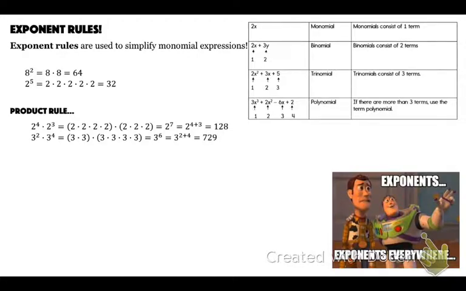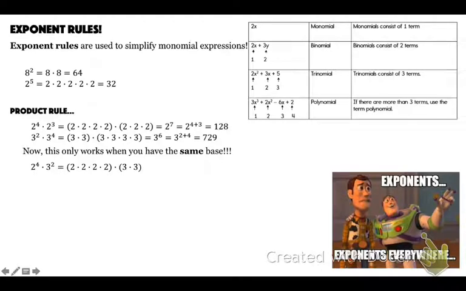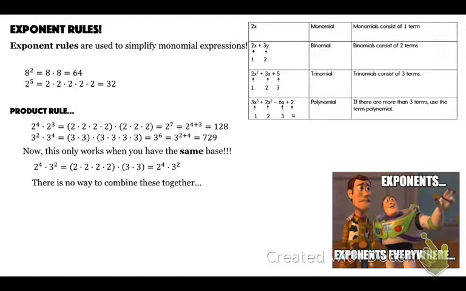So the product rule is when you have to add the exponents together. And this only applies or works when you have the same base. So if we had 2 to the 4th times 3 squared, well, we have 4 2s and we have 2 3s. We still only have 4 2s and 2 3s. There's nothing you can combine there, so you can't simplify that one. Yeah, there's no way to combine those.